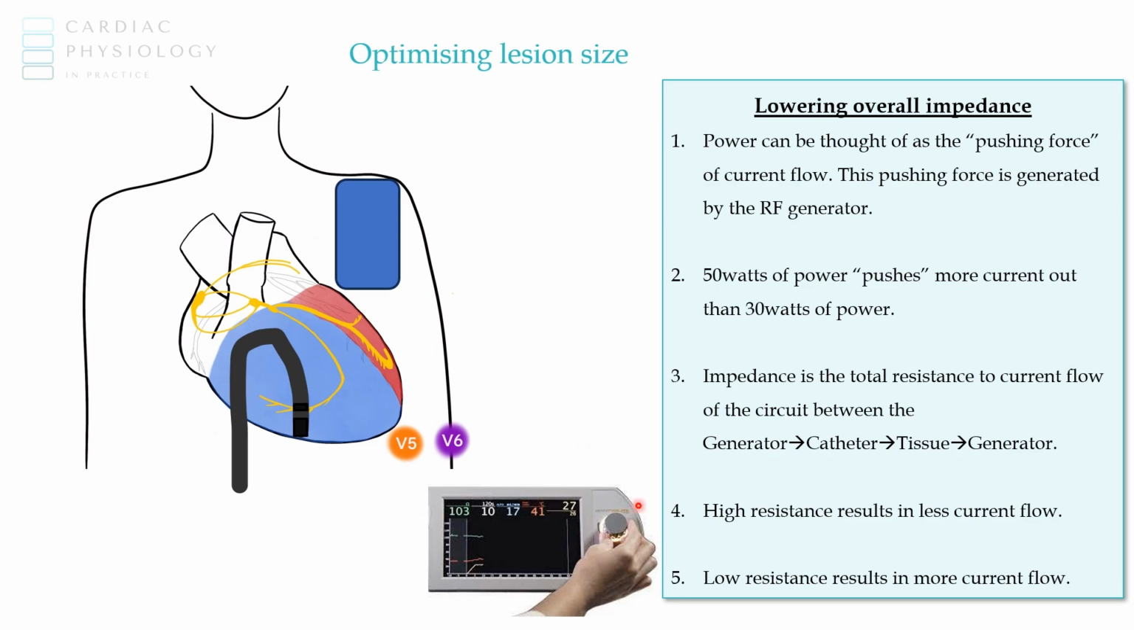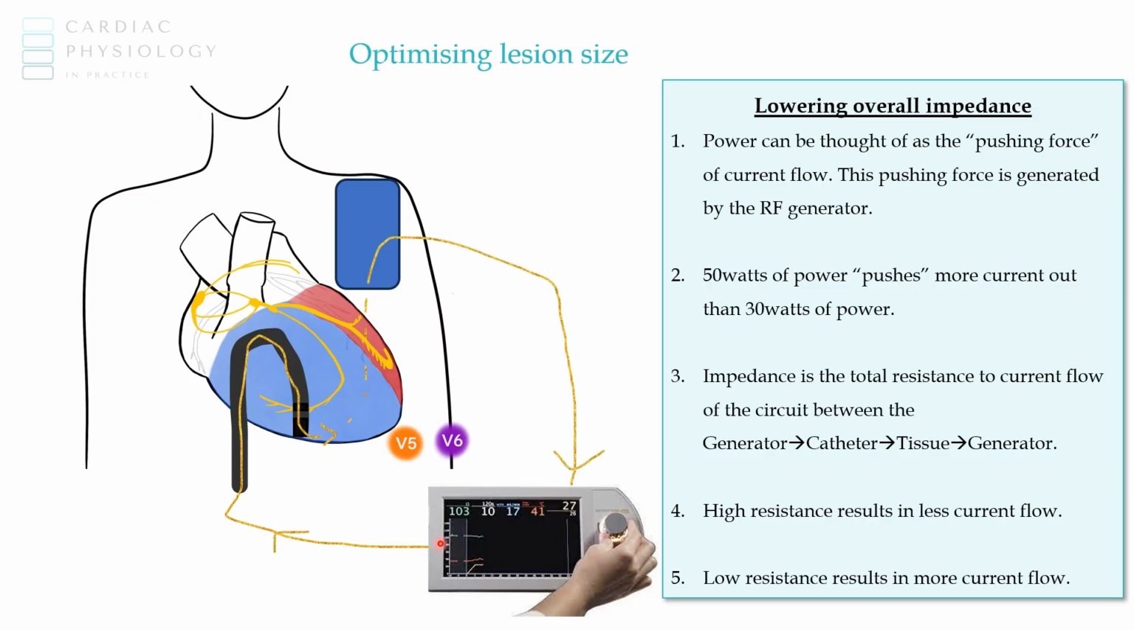Usually the number that we're playing around with on the RF generator is the power or wattage number. This number here is 27 watts, and we might dial it to 30 watts or 50 watts, something like that. When we're dialing power on the generator, power can be thought of as the pushing force for current flow. So if power is the pushing force of current flow, dialing 50 watts, or in some cases up to 90 watts of power, results in a strong pushing force of current.